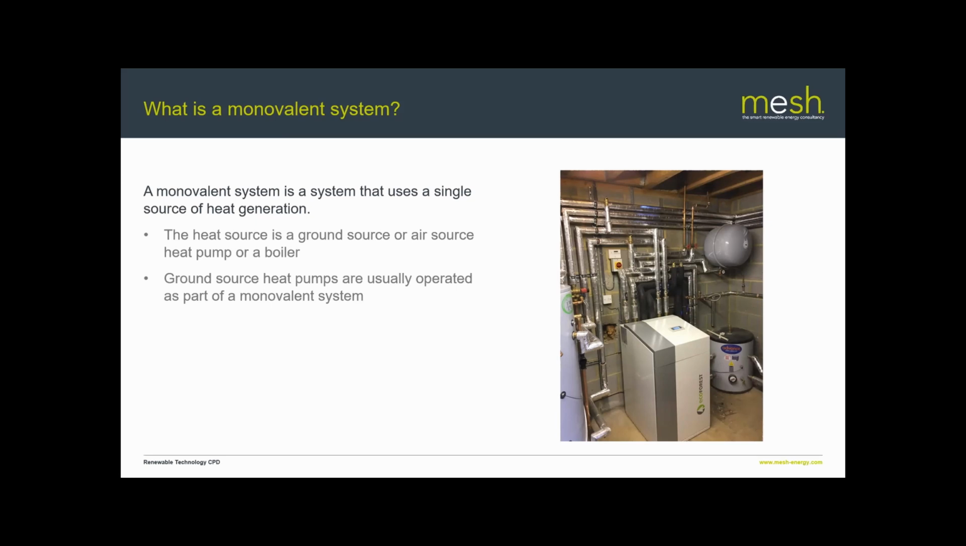Ground source heat pumps are usually operated as part of a monovalent system, and we'll talk a little bit more about why that is further down the presentation. But just bear in mind that the majority of bivalent systems tend to be air source based rather than ground source based. As I say, air source heat pumps are frequently paired with a secondary heat source to create a bivalent system, and we'll give some examples of that further on as well.